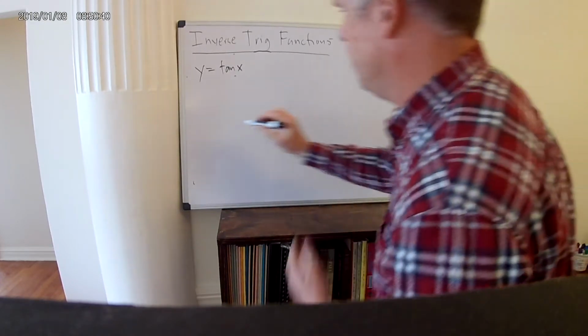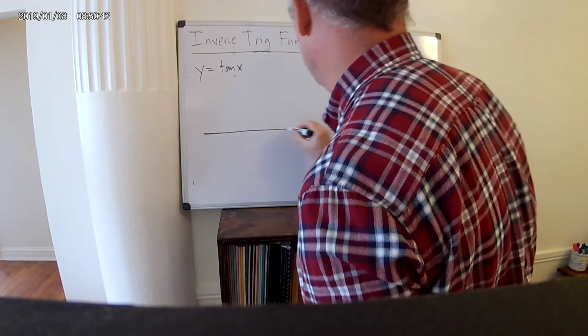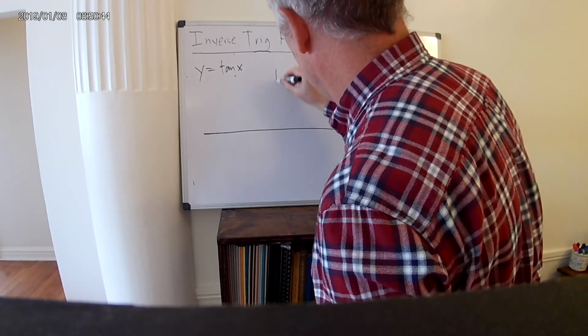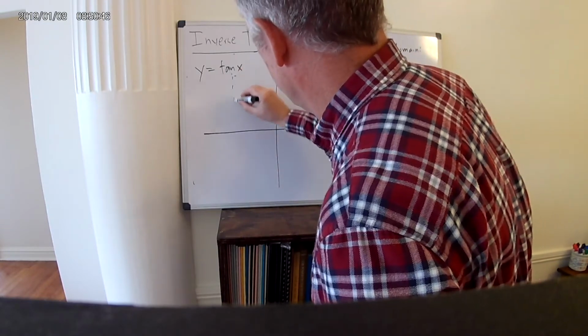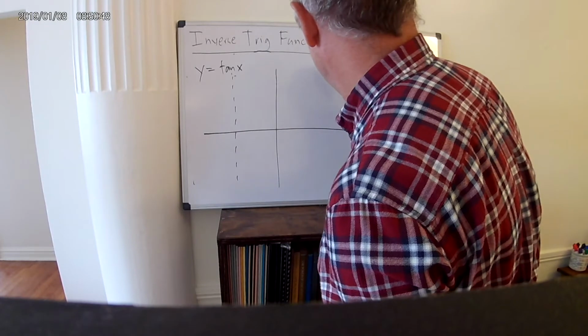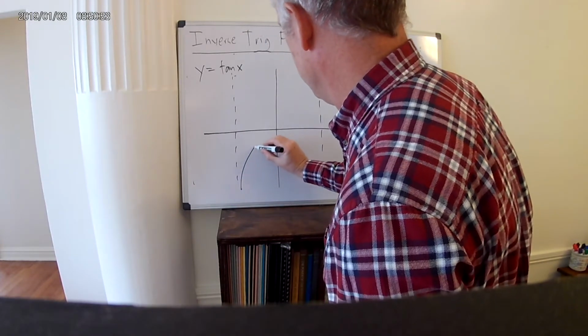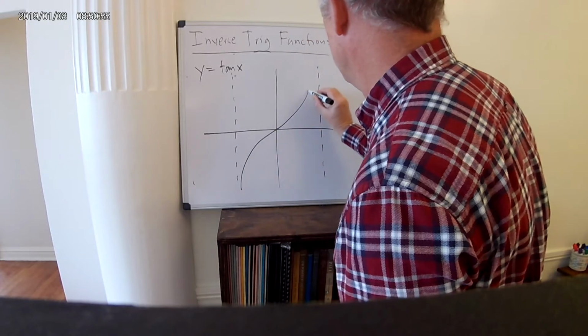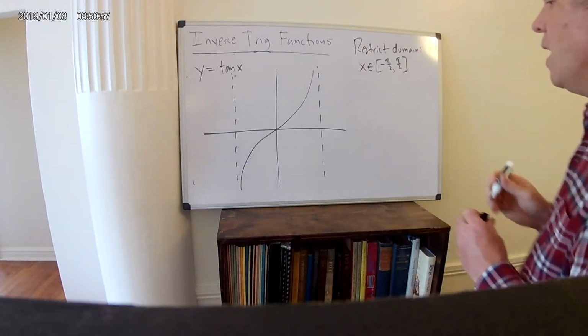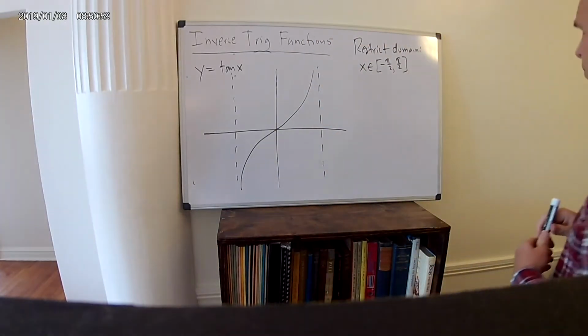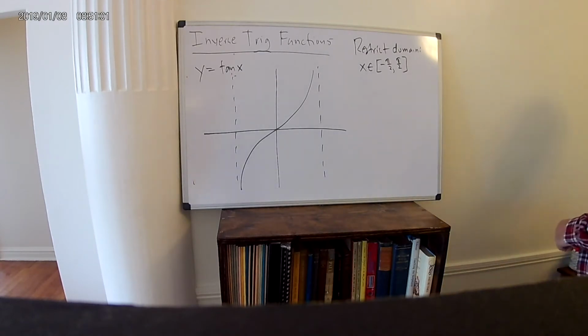So here we go. Inverse tangent of x looks like this. Here we go right here. We have our vertical asymptotes like this. Okay, and tangent of x will look like this. Like that, okay. And then we can basically draw inverse tangent of x. So let me draw that in red.